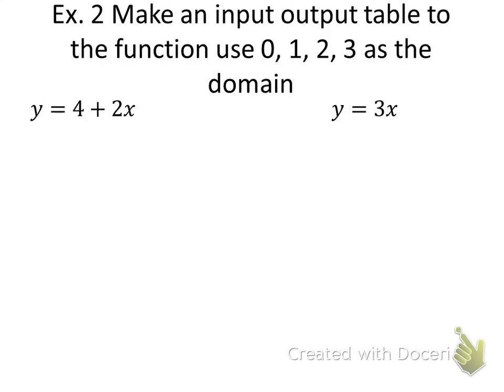So now we're going to put this into practice, okay? They've given us 2 different equations, and they want us to make an input-output table using 0, 1, 2, and 3 as the domain. So what letter is 0 through 3 going to go in for? X, because it's our domain. All right, so I'm going to label my input-output table as X.